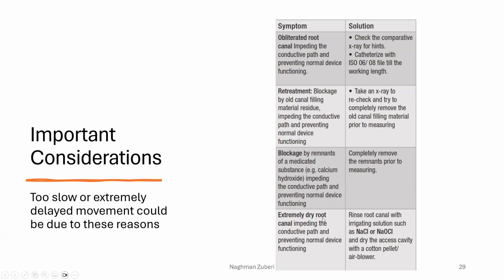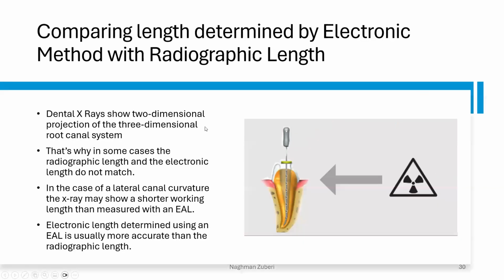Extremely dry root canal can also be a problem. It is impeding the conductive path and preventing the normal device functioning. Rinse root canal with irrigating solution like either the normal saline or sodium hypochlorite, and dry the access cavity with the cotton pellet and the air blower, and then proceed with the procedure.